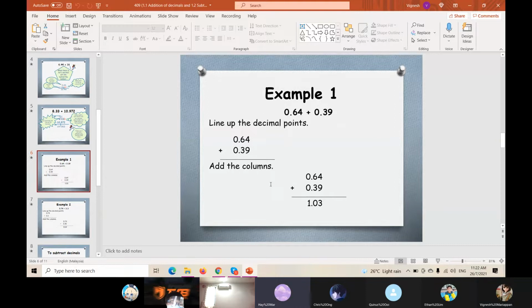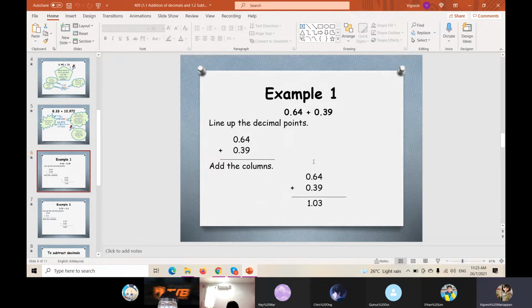0.64 is first, so we need to put it above 0.39. Right. 4 plus 9 is 13. Okay, wait. Hold on.